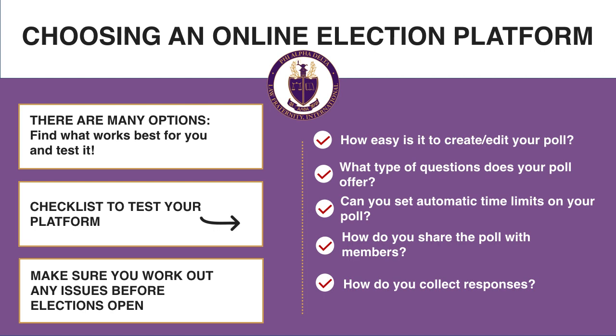Next, how do you share the poll with members? Will the site or platform let you send a link, or is there another way to do it as well? And last, how do you collect responses? Testing the system will allow you to address any issues or potential questions that come up before you actually start voting. So definitely make sure that you test as much as possible before you send out the surveys so that your membership can do elections.